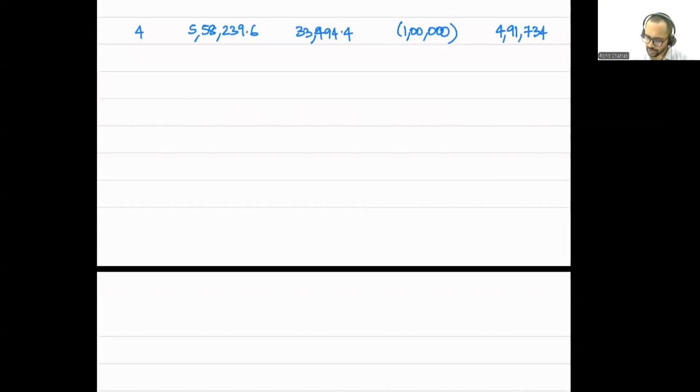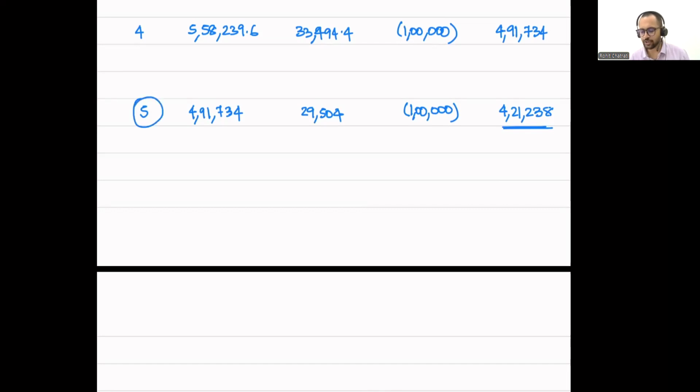Now for year 5 as well, the beginning balance is 4,91,734. On this, I calculate 6% interest, which is going to be equal to 29,504. And then I reduce a payment of 1 lakh, and my closing balance at the end of year 5 is 4,91,734 plus 29,504 less 1 lakh, which is equal to 4,21,238.